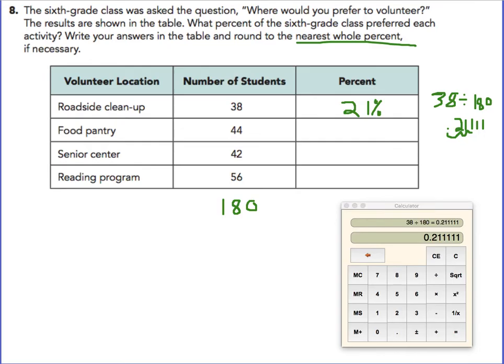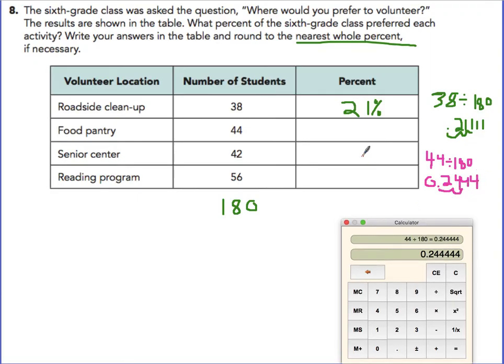All right, next one with the food pantry. So there's 44. I'm going to do 44 divided by 180. Just good to show our work on the side too. So we get 0.2 and then 44444. So if we move our decimal 2 spaces to the right, we get 24.4%, so rounds to 24%.